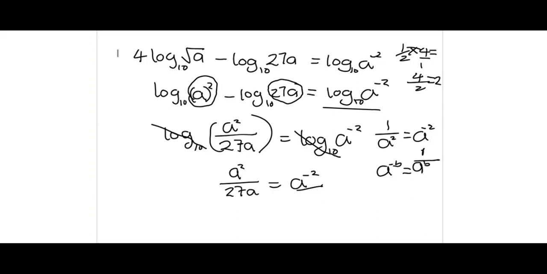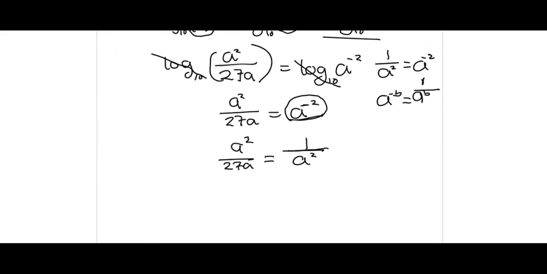So I'm going to change this a raised to the power of minus 2 to 1 all over a square. So this minus in front of the 2 is acting like the division sign, then the 2 comes to the a and 1 on top. So we can cross multiply.